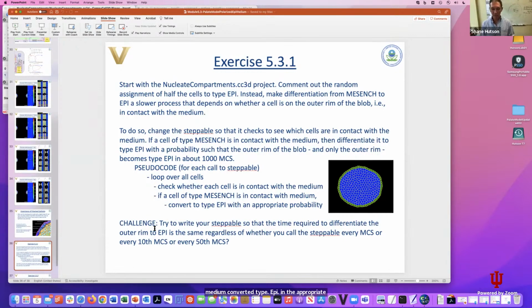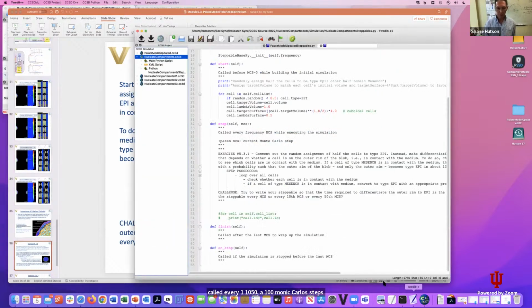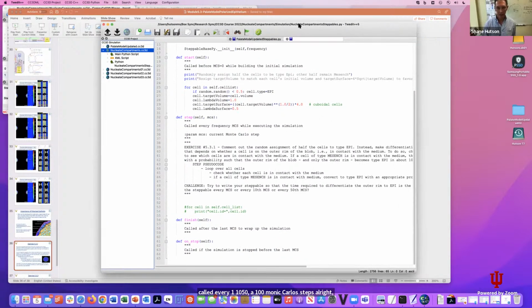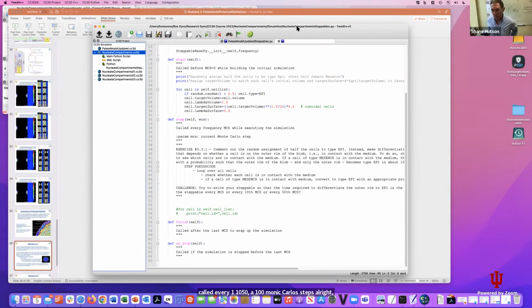If you get that really fast, then go back and try to write your steppable using Poisson statistics, as James chimed in. So the time required to differentiate the outer rim to epi is the same regardless of whether it's called every 1, 10, 50, or 100 Monte Carlo steps. All right, so I will let you get started on that, and please feel free to ask questions if something's not clear as you try to do it.